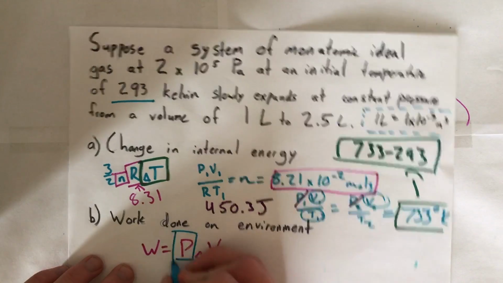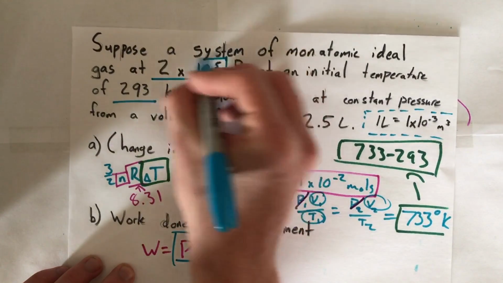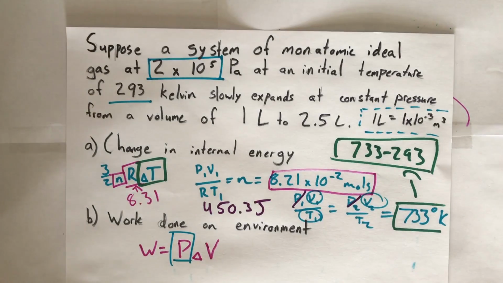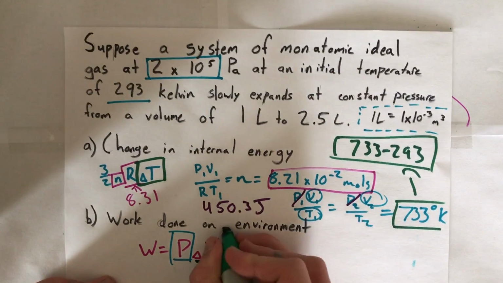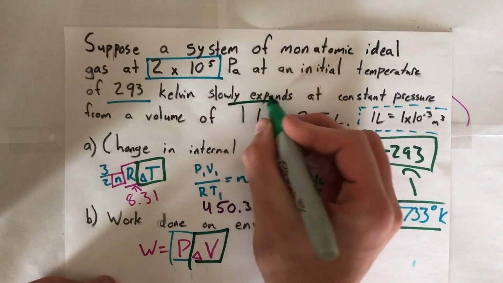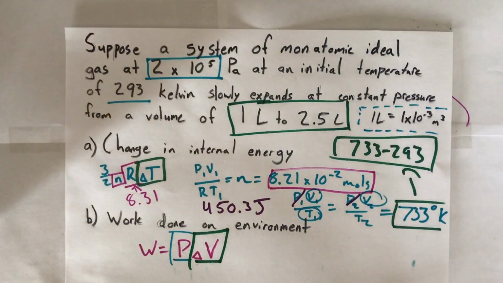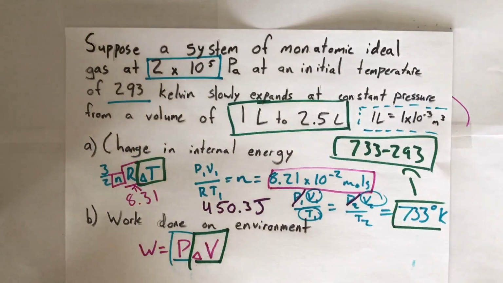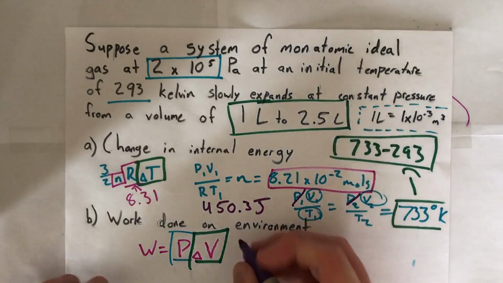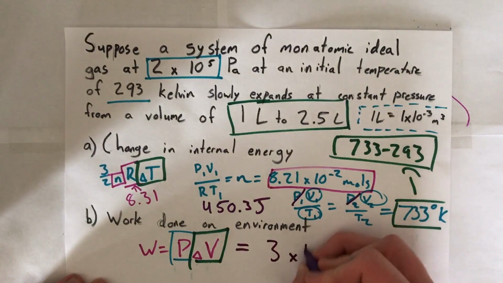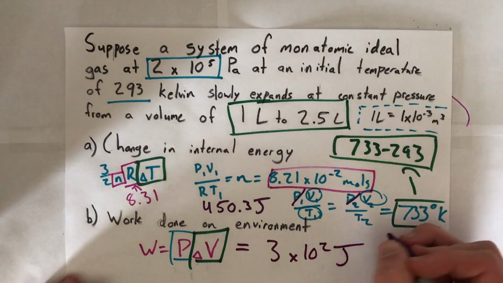P will circle with this. Right there we have our pascals, and then move on to change in V will be 1 liter to 2.5. Obviously, we will convert those to meters cubed, but to save time, we will conclude there, and we now know that work is 3 times 10 to the second joules.